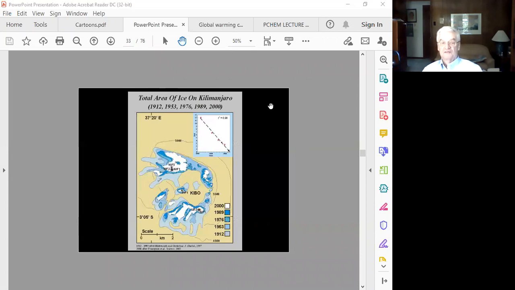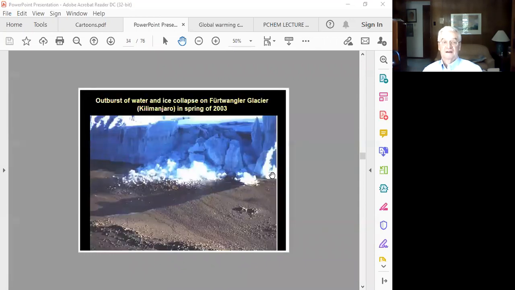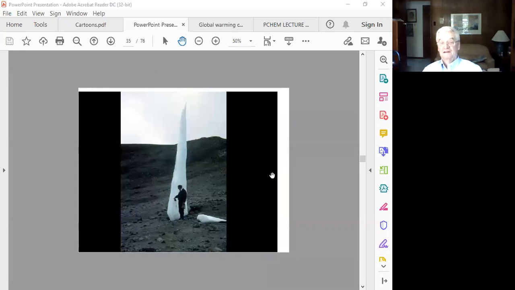Okay, again, just more of a picture of Kilimanjaro. They've studied all of that, and they can see the melting of different parts. So some recordings of outbursts of water. These glaciers wind up collapsing and then melting. I guess that's a cute inverted icicle.